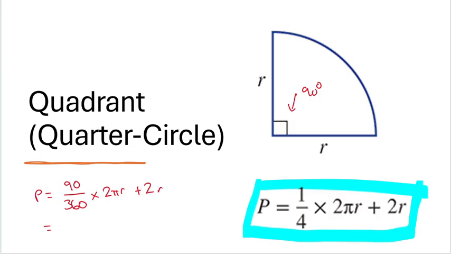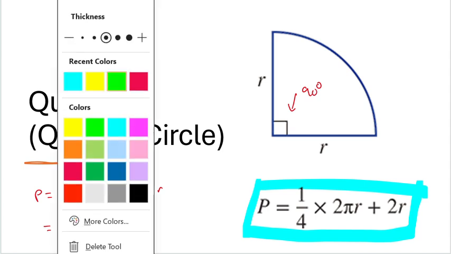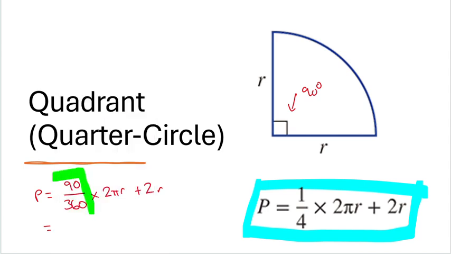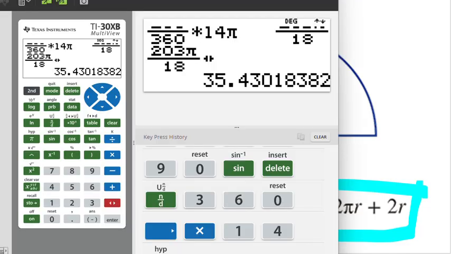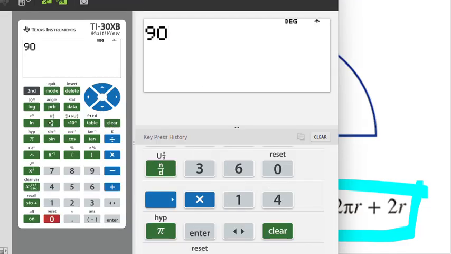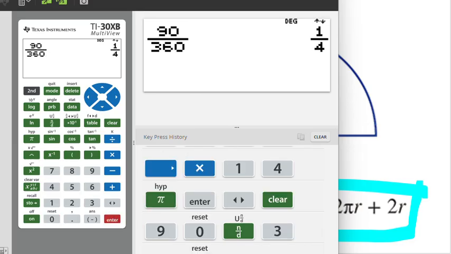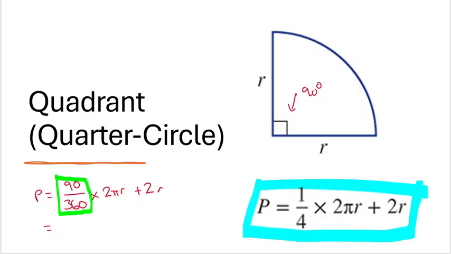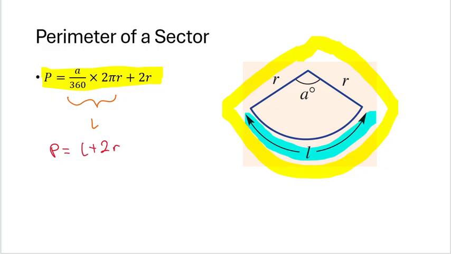If you type this fraction here in your calculator, I'll just make this a little bit smaller. If you type this in your calculator, 90 over 360, this just gives you 1/4. So it's just a quicker way of typing this out. And it's just easier that way, okay? So you're just using this same formula, but it's just simplified a bit further.